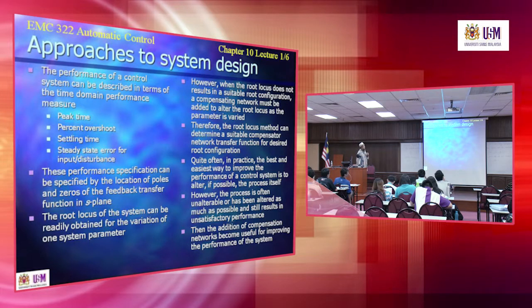Okay, let's look at the approach to the system design. The performance of a control system can be described in terms of time domain performance measures. I think in chapter 5 we have learned these: percentage of overshoot, settling time, steady state error for input or for disturbance, and then the peak time and also the rise time. So that's basically the performance measures we use to check whether our system will meet the specification or not, after we design our system.